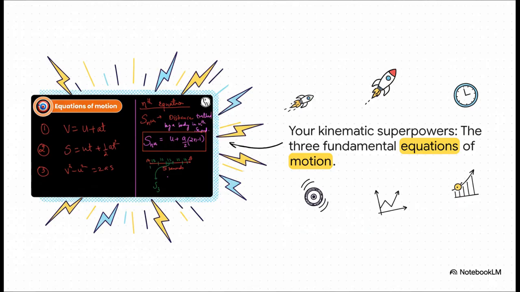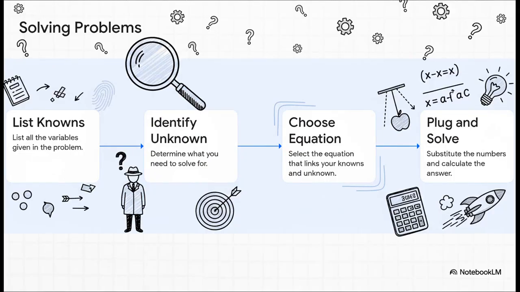With these 3 equations, if you know just 3 pieces of the puzzle, say your initial speed, how much you're accelerating, and for how long, you can figure out all the rest. You can find your final speed, how far you traveled, everything. Solving a kinematics problem is kind of like being a detective.